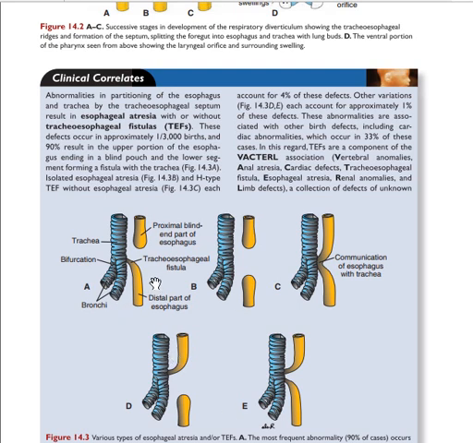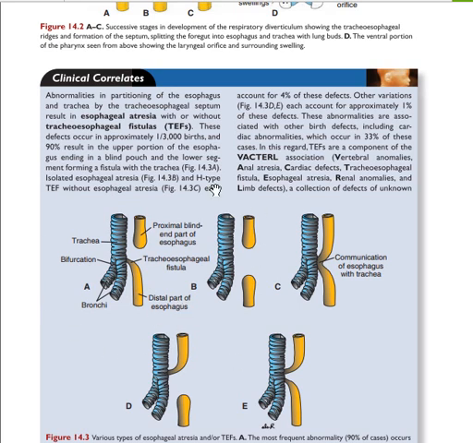The most common type of tracheoesophageal fistula is this one, where you have a proximal blind end, proximal esophageal atresia, and then you have a connection with the tracheoesophageal fistula downward. So this is the most common type of tracheoesophageal fistula.